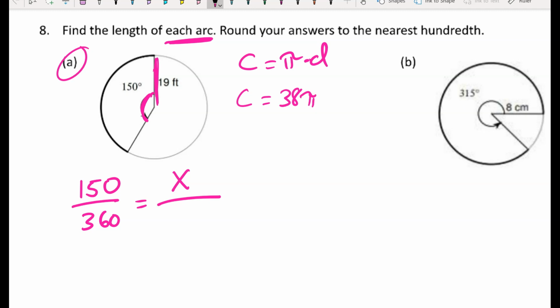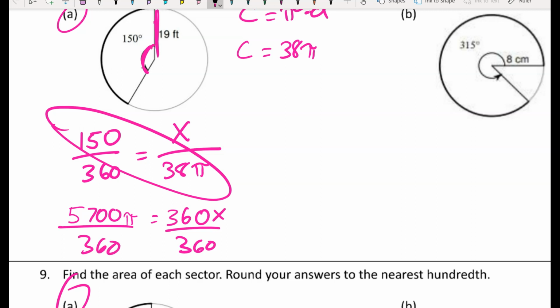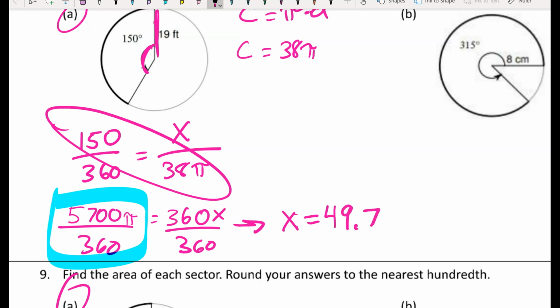Again, if I cross multiply, if I do 38 pi in that denominator, multiply it by 150. 150 times 38 is 5,700. You can multiply out the pi if you want to, because we're going to have to round anyway, but it doesn't matter at this point. I'm going to divide out the 360. And then I'm just going to type this straight into my calculator and round it to the nearest hundredth, so 2 decimal places. So my arc length is about 49.7 feet.